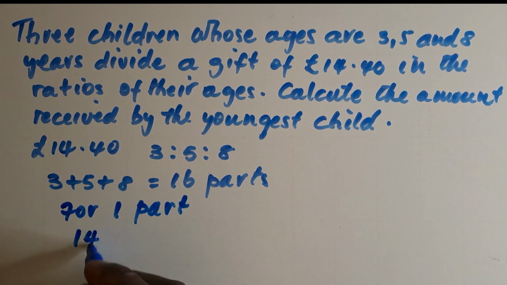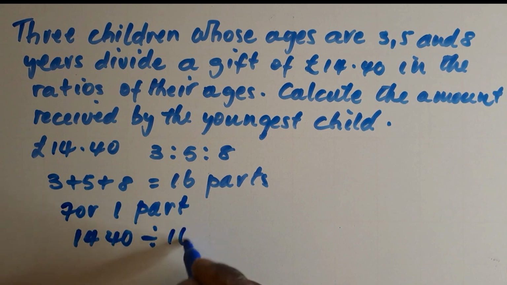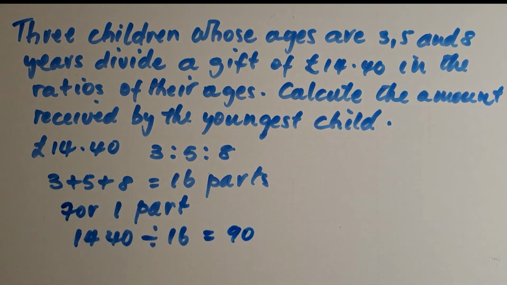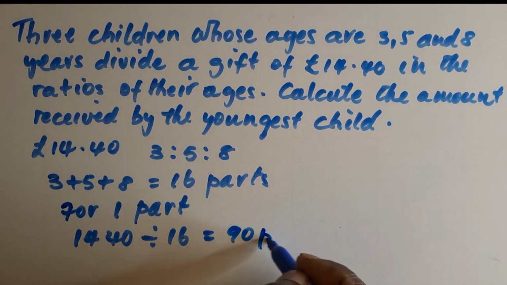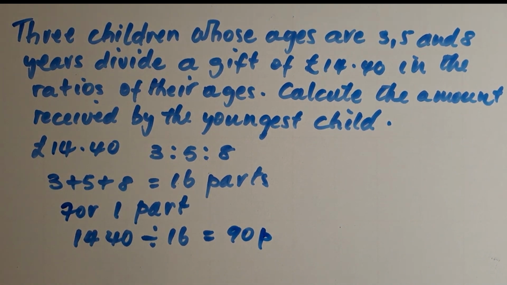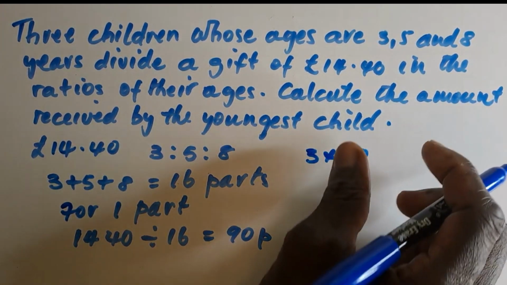So we have to find for one part, 1440 divided by 16, and it gives us 90. So 90 pence for each part. Now, all we need to do is, for the youngest, we need to find out how much money we will give him as a gift, and that will be 3 times 90.